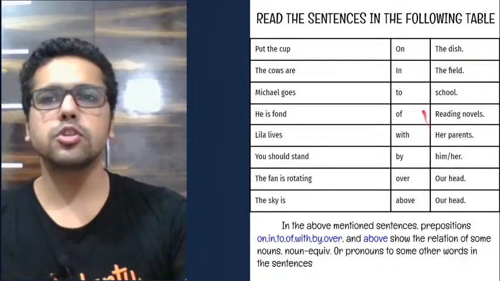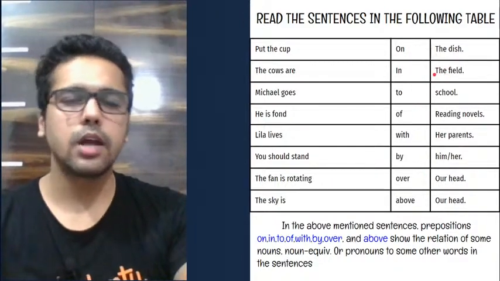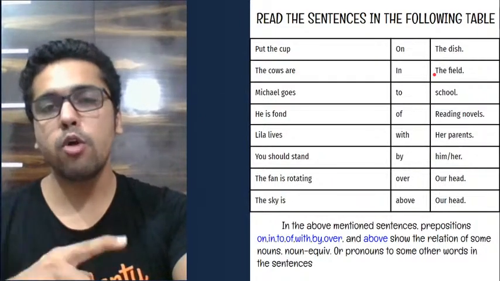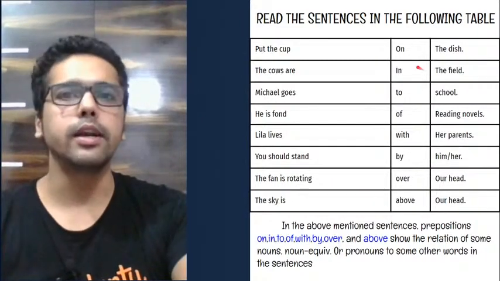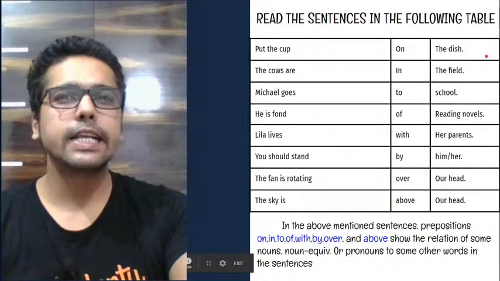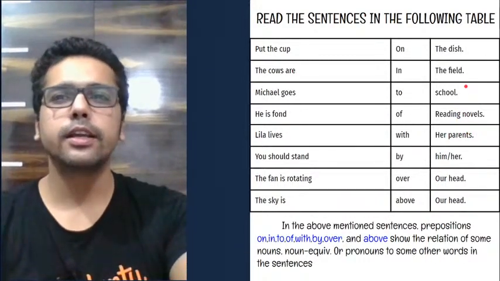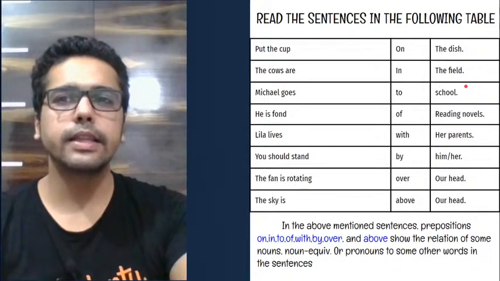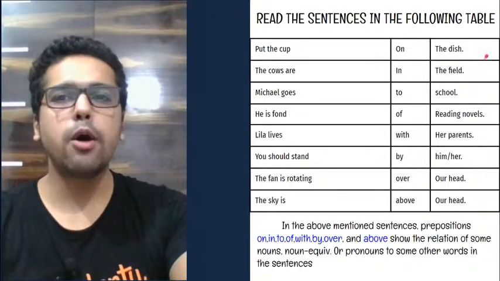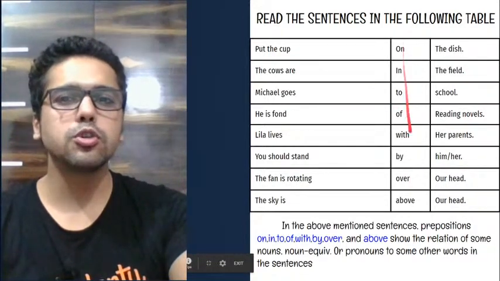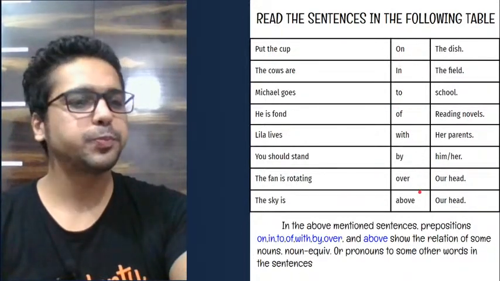So after the preposition, you always have a noun or a pronoun, or a noun equivalent. It could be a gerund also. For example, I'm fond of singing or I'm fond of dancing. So the ing form can also be there. And how are those words related with the other words? The relation is shown by these prepositions.